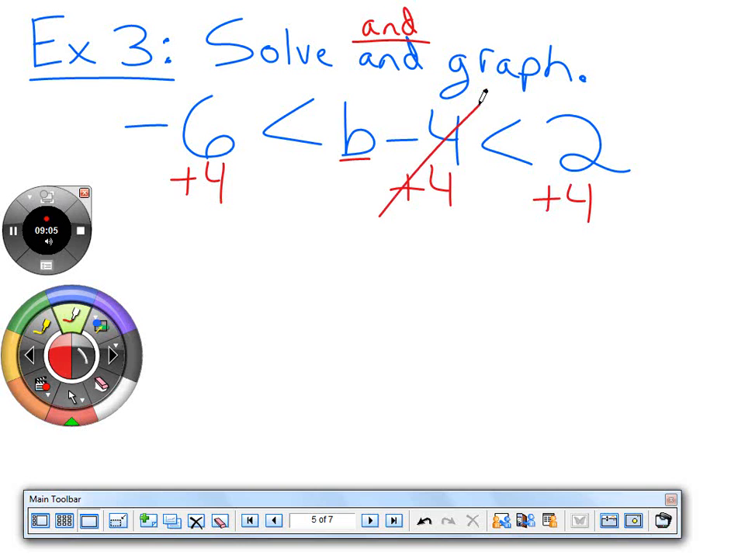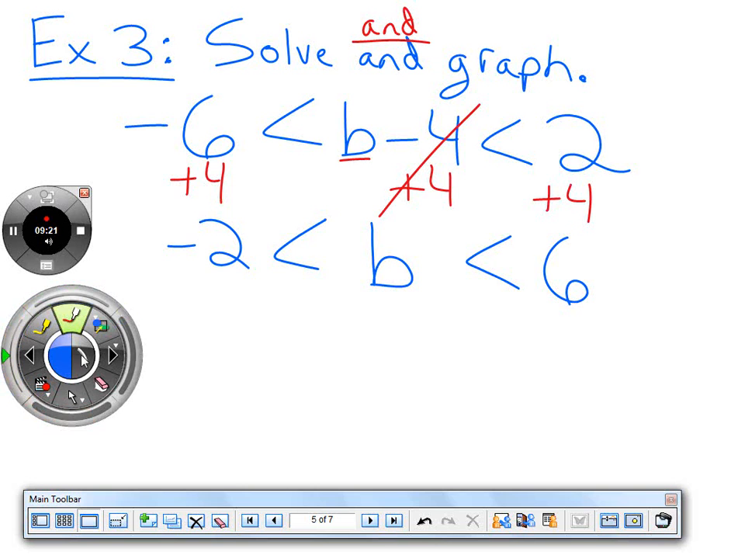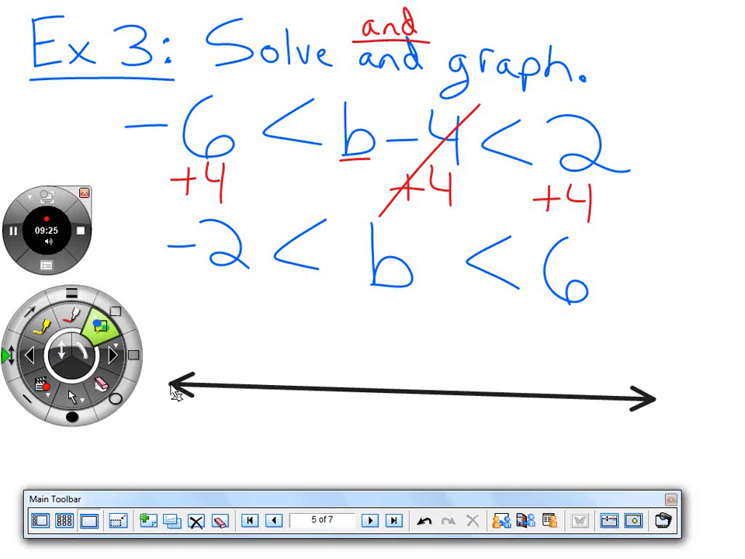So that cancels out. And in the middle, we have the b all by itself. And we just keep those signs the same. 2 plus 4, that'll be 6. And then negative 6 plus 4, that's negative 2. And then we're ready for our graph. So we're going to make a little number line. And we're going to go ahead and graph. So I'm going to put maybe 0 right here, and then negative 2, and then 1, 2, 3, 4, 5, 6 over there.